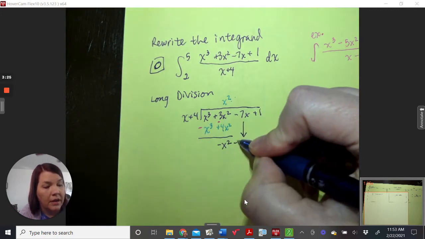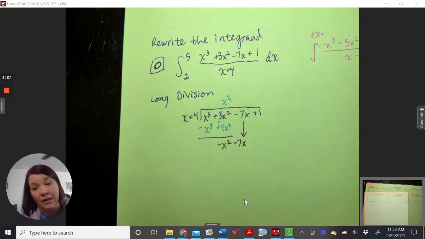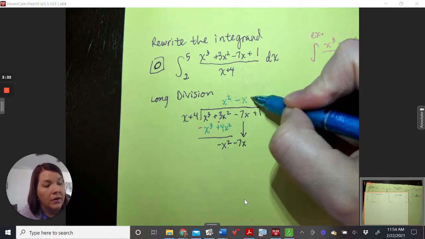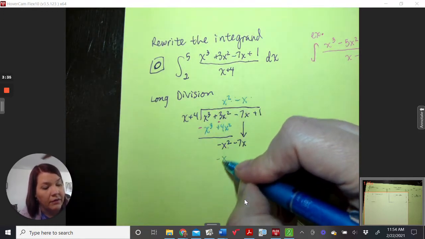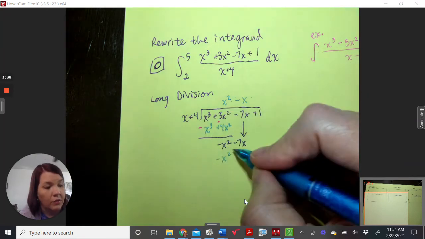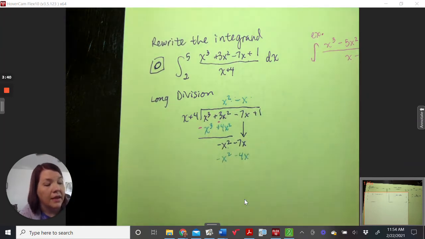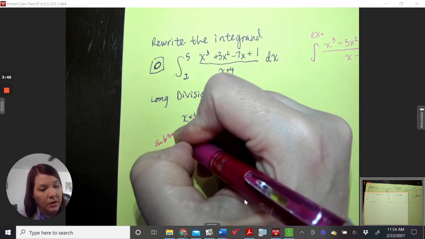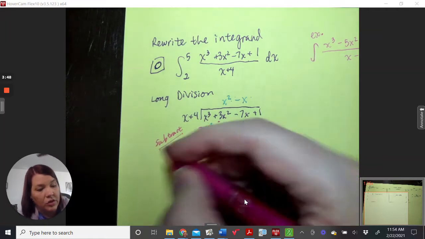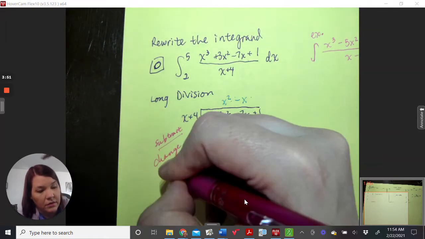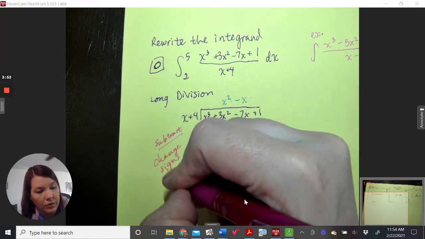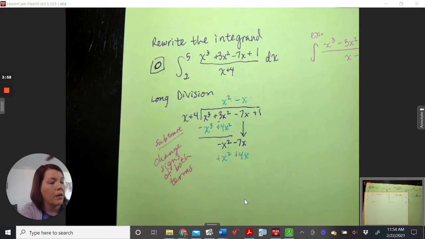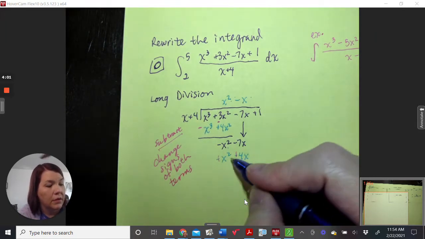And then I think to myself, what should I multiply x by to get negative x squared? And that would be negative x. So negative x times x is negative x squared. Negative x times plus 4 is negative 4x. And then I subtract. So I'm subtracting with the pink, and that means change signs of both terms. Okay, so now I'm subtracting, and I get 0, that's what's supposed to happen, and negative 3x.